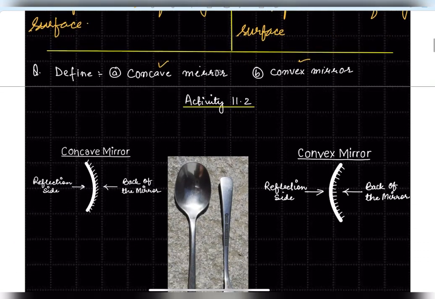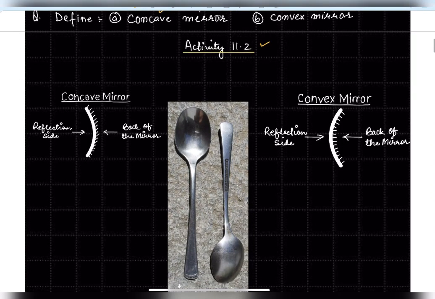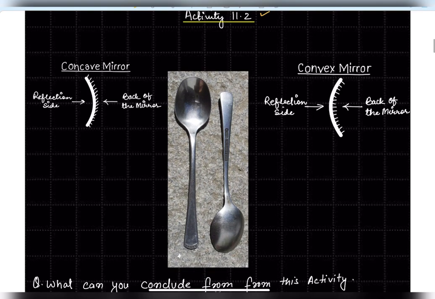Now there is another thing, activity 11.2. It's given in the textbook. They are talking about examples of a concave mirror and a convex mirror. In that, they ask you to take a spoon. You know a spoon, right? Can you see the spoon here?